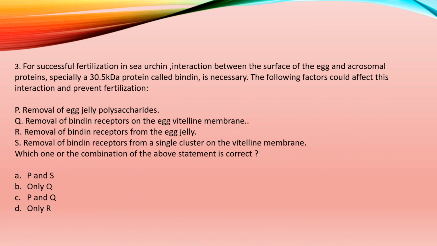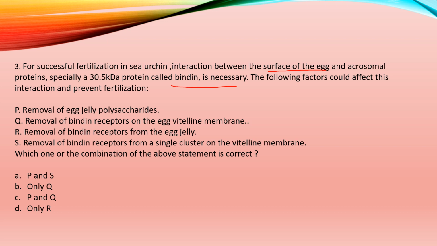Okay. Then the third question. For successful fertilization in sea urchin, the interaction between the surface of the egg and acrosomal protein, specifically a 30.5 kilodalton protein called bindin, is necessary. Yes, it is necessary. The following factors could affect this interaction and prevent fertilization. So the interaction between the surface of the egg and acrosomal protein is necessary.